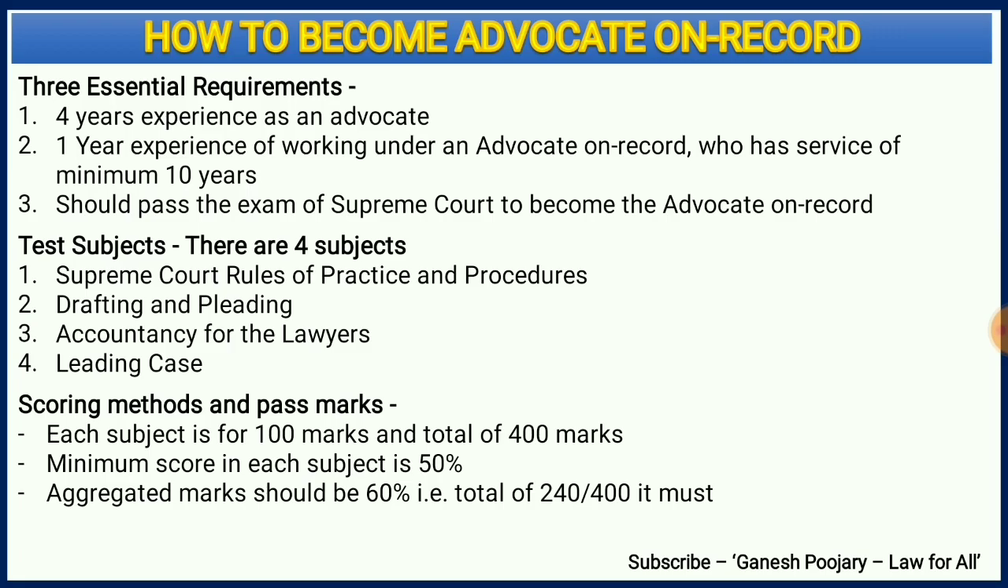Now, you have to pass all the 4 subjects. When I say pass, you might be thinking of 35 marks. No, the pass mark here is 50 out of 100. And your total to pass in this exam should cross 240 out of 400. That means you need to score 50% in each subject and the aggregate score should be 60%. Now the total should be 240 out of 400 to pass this exam, and only when you complete all these 3 requirements will you become an advocate on record.